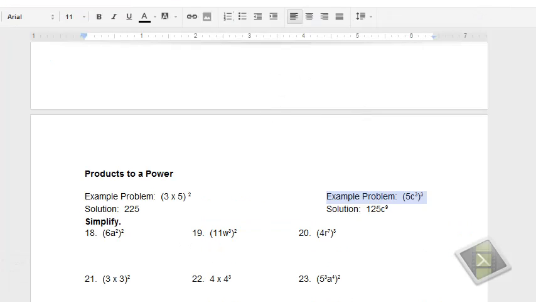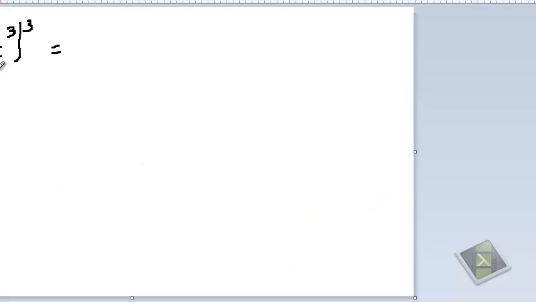Our next example we have here, we have 5c to the third, all raised to the third power. Okay, 2 different factors here. We have the 5, and we also have this c to the third. So there's 2 different factors we're going to take to the third power. 5 to the third. We'll also have c to the third, raised to the third.